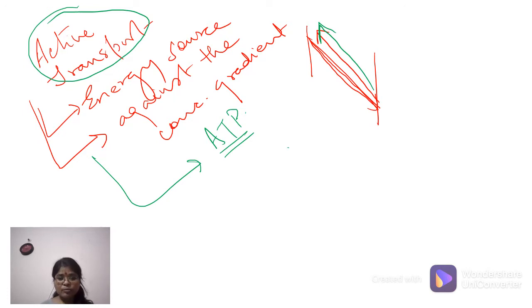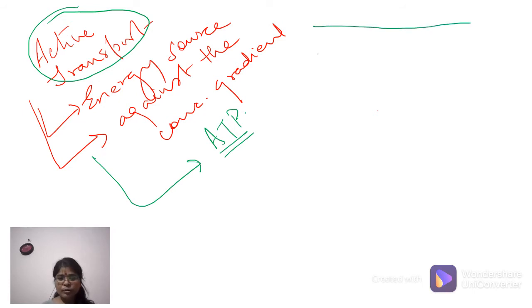You can see, suppose this is your membrane. Let me get some space so that I can make it better. Now suppose this is your membrane, and this is the inside part of the cell, and this is the outside part of the cell. I'm making a pump for you first.